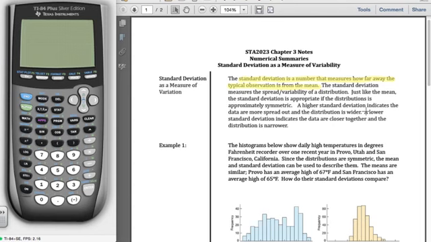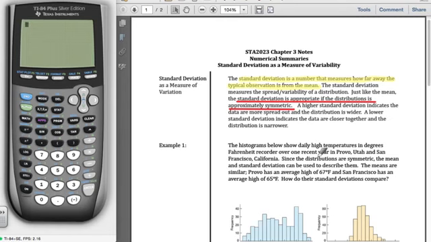And just like the mean, the standard deviation is appropriate if the distribution is approximately symmetric. It's not skewed left, not skewed right. We're going to use the mean for the center and the standard deviation for the spread or variability. Now, a higher standard deviation indicates the data are more spread out and the distribution is wider. A lower standard deviation indicates the data are closer together and the distribution is narrower.